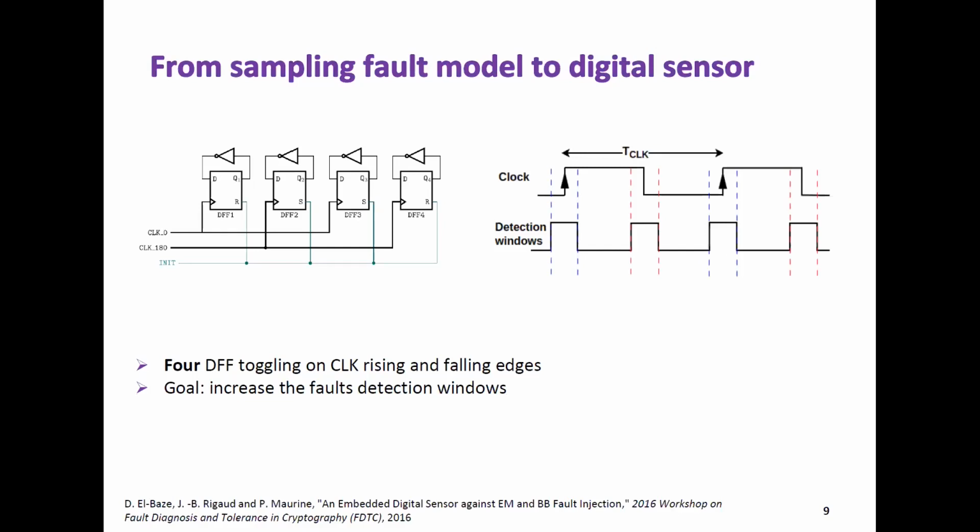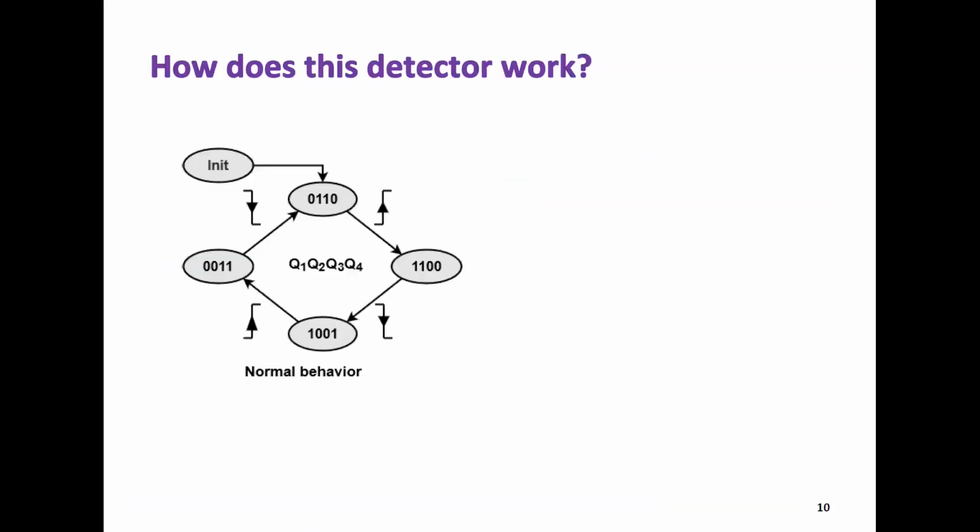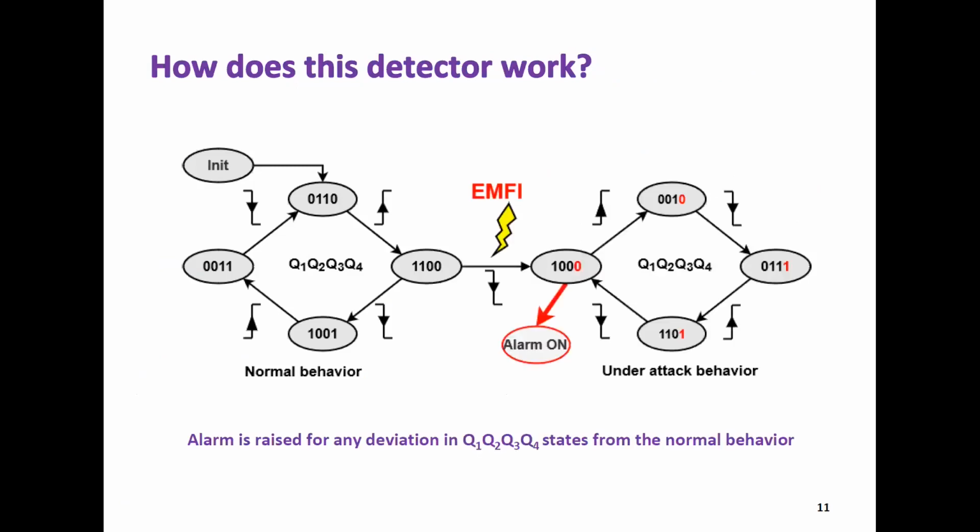So how does this detector work? From an initial state, 0110, which is the four outputs of these four flip-flops, it stays in a closed loop pathway under normal behavior, for sure. Under attack, it deviates from this closed loop, and an alarm will be raised anytime we have an attack.